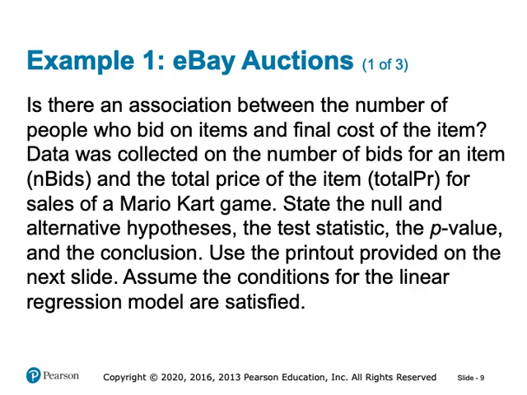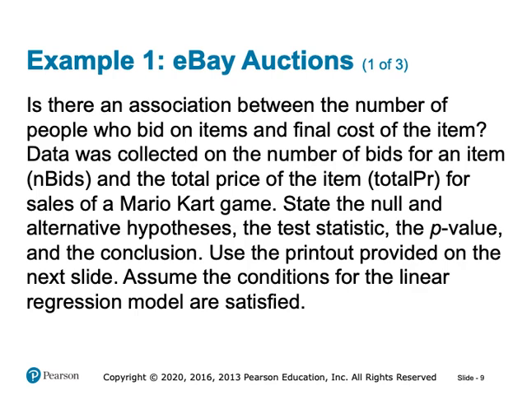Using the data provided, we will calculate the test statistic, which measures how far the sample estimate, the slope calculated from the data, is from the null value, which is 0 in this case, relative to the standard error. We will also calculate the p-value, which tells us the probability of observing the data we have, or something more extreme, if the null hypothesis is true. Finally, based on the p-value and a predetermined significance level, often 0.05, we will decide whether to reject the null hypothesis. If the p-value is small enough, we will reject the null hypothesis and conclude that there is a significant association between the number of bids and the final price.